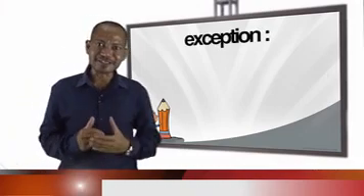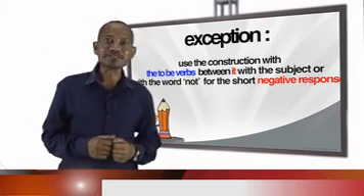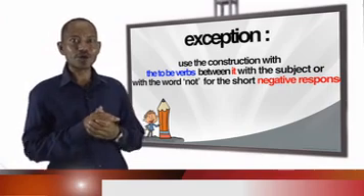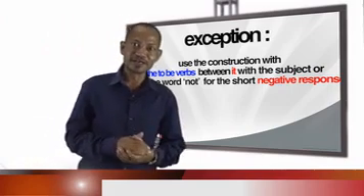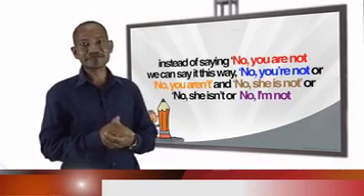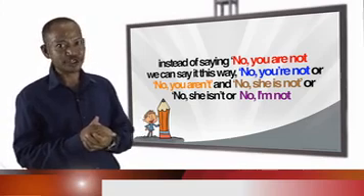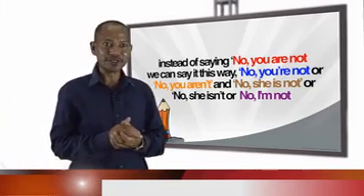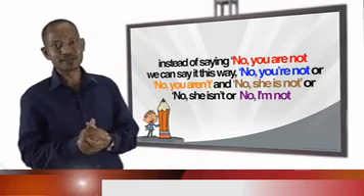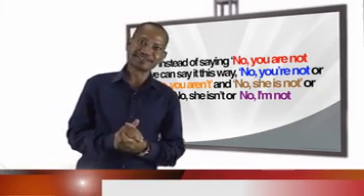But there is an exception. We can only apply the contraction with the to be verbs either between it and the subject or with the word not, as for the short negative response. For example, instead of saying no, you are not, we can say it this way: no, you're not, or no, you aren't, and no, she's not, or no, she isn't, or no, I'm not only.